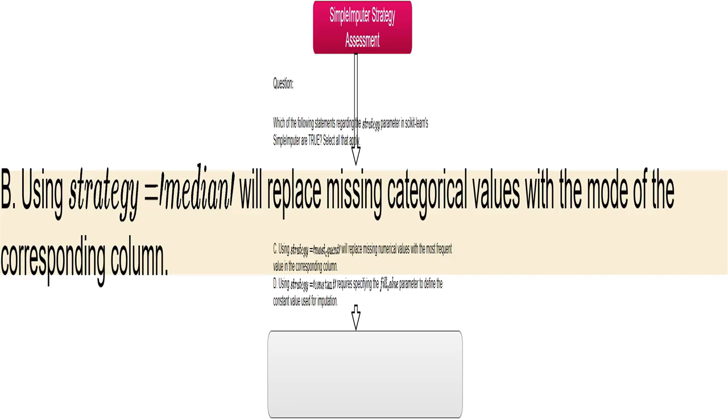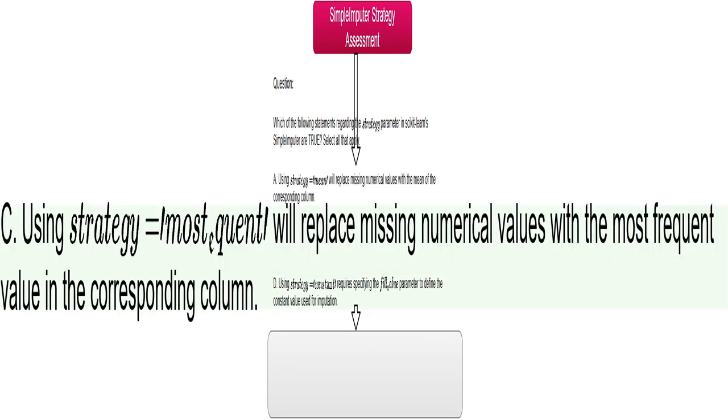This is incorrect. The median strategy is for replacing missing numbers, not categories. To replace missing categories, I'd use most_frequent. I'll use most_frequent to find the most common value and fill in the missing data. That works for both numbers and categories.